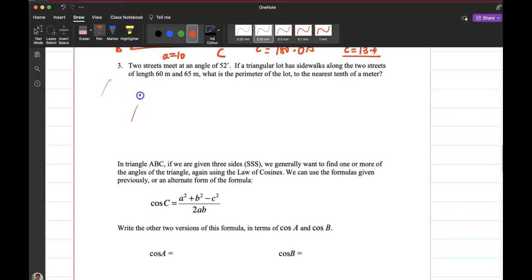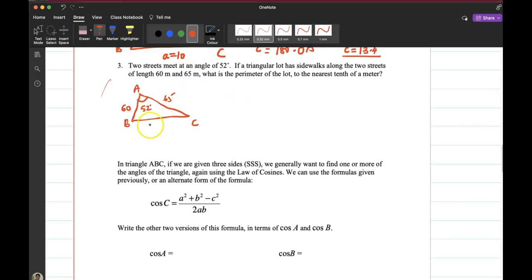If your diagram is right, it may not be an isosceles triangle, so avoid drawing an isosceles triangle. This angle is 52 degrees. This is 60 meters. This is 65 meters. This is ABC.